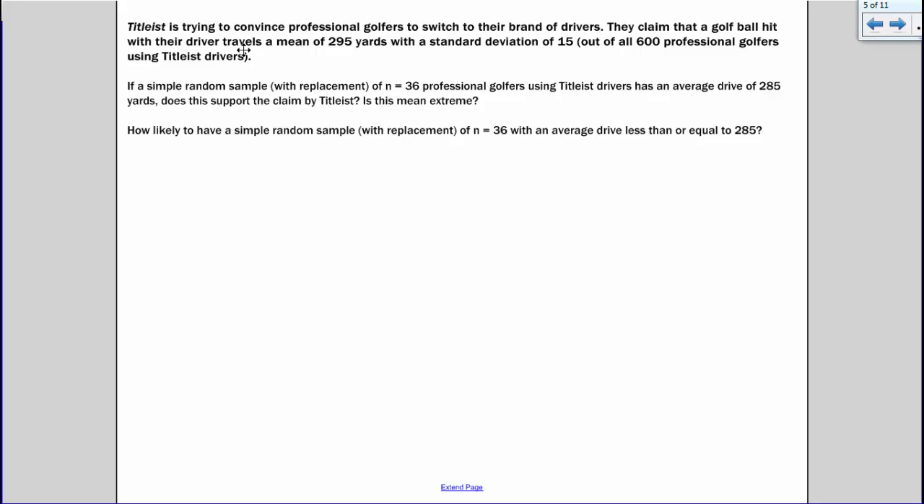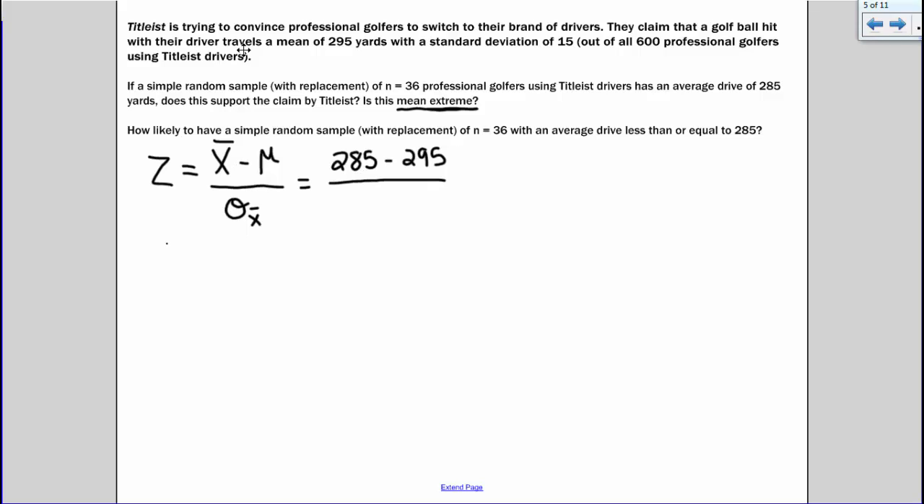Okay, so just like before, to figure out if you have an extreme sample mean, you need to compute the z-score, because the z-score compares the observed difference in means to the difference expected just due to chance to see if the observed difference is much larger or extreme. So we take our z-score by finding our sample mean minus our population mean divided by the standard error. The sample mean is given to you, it's 285, and the mean of all golfers is 295. I do not know what my standard error is. Time to figure it out.